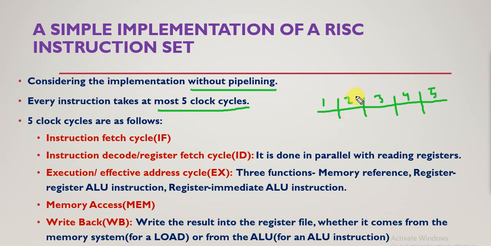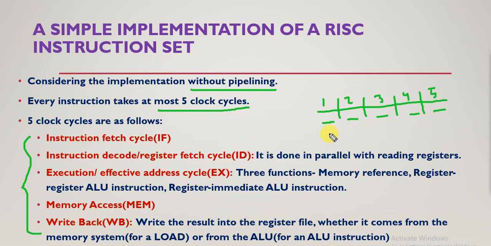So in the first cycle what will happen, second cycle, third cycle, fourth cycle, fifth cycle, what will happen? Every instruction is divided into 5 different cycles, and in each cycle something will happen. So let us see what those 5 clock cycle operations are. Not all instructions follow these 5 clock cycles, or they do not follow these operations across the 5 cycles.